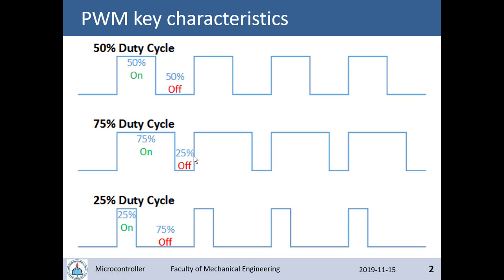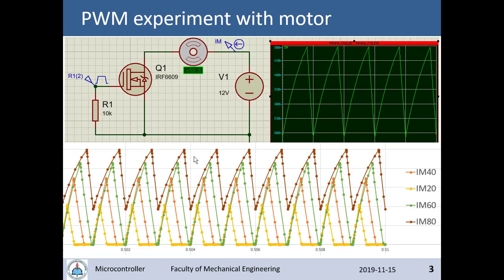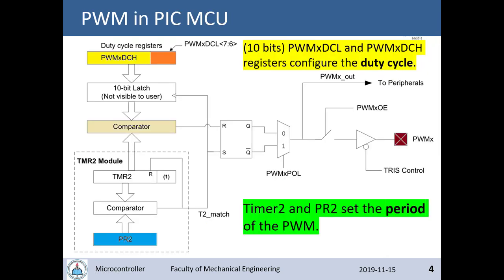Then we have already done some experiments with a PWM effect on motors, where we can generate a pulse width modulation signal to switch a switch on and off to make the motor run faster or slower. In this video, we will consider how to use a PWM in a PIC MCU.